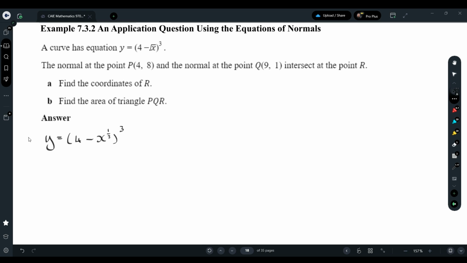Let's start off with part A, where we have to find the coordinates of the point R, where the normals at these points P and Q intersect. First thing we'll have to do is find the gradients of the tangent at these points and then use that gradient to find the gradient of the normal. To do that, we're going to have to differentiate the function y, which is a function in x, and we're going to have to apply the chain rule.